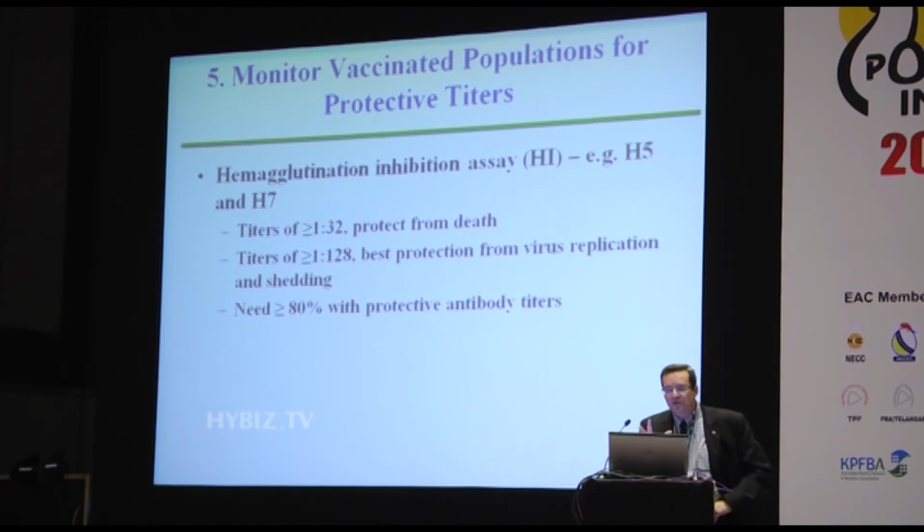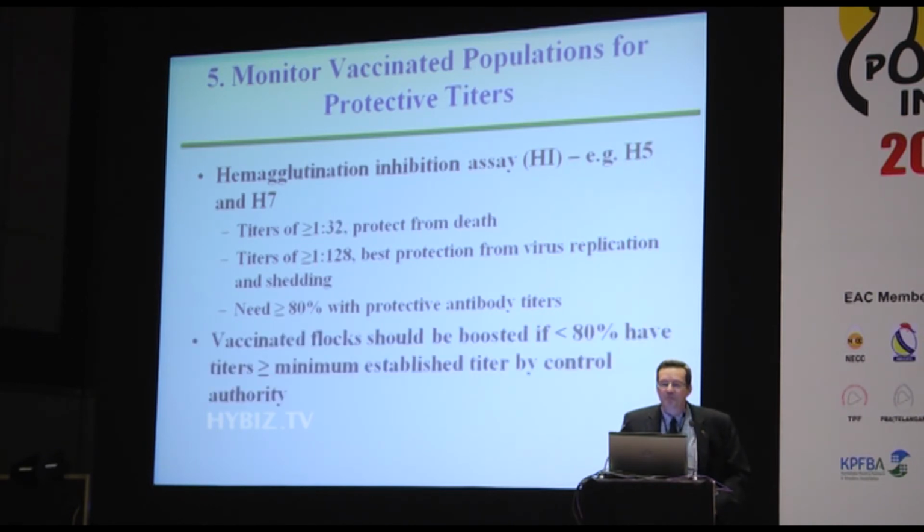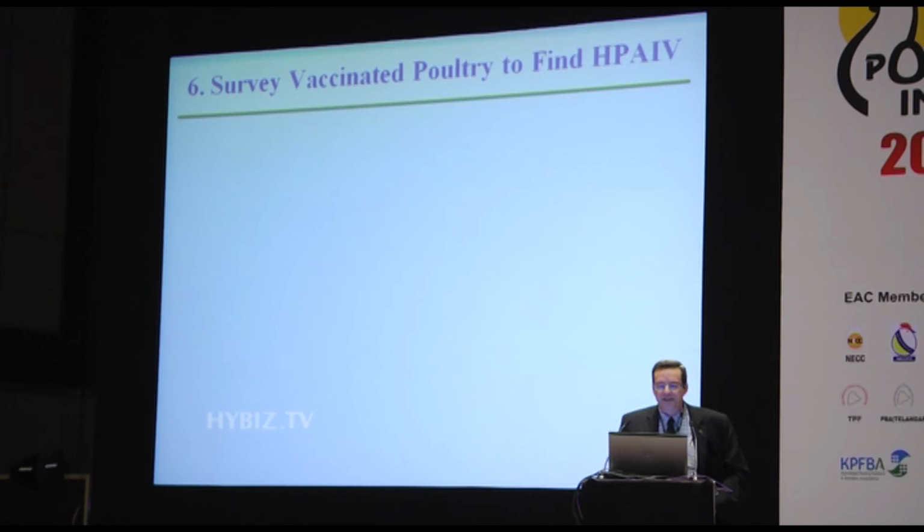We have to monitor the titers in the vaccinated poultry to make sure we have a good enough vaccination plan to get the titers up high enough to be protective. We used to say a minimum of 1 to 32, although now we really talk about 1 to 128 as the average titer. And if the titers drop below that in 80% of the birds, then they should be booster vaccinated to get those titers back up. And that's in chicken layers.